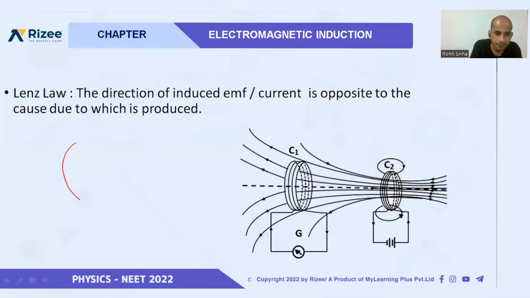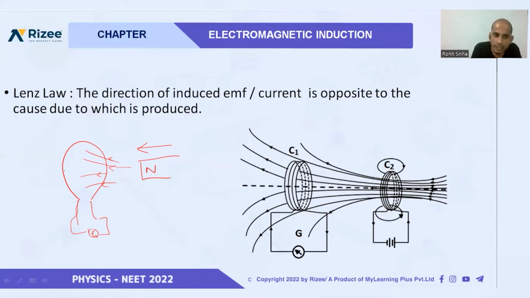See here, what will happen? Suppose I am bringing the North Pole closer to this magnet. When the North Pole is coming closer, the magnetic field will increase in this direction. We know that current will get induced, because if EMF is induced and the circuit, the loop, is closed, then current will flow.